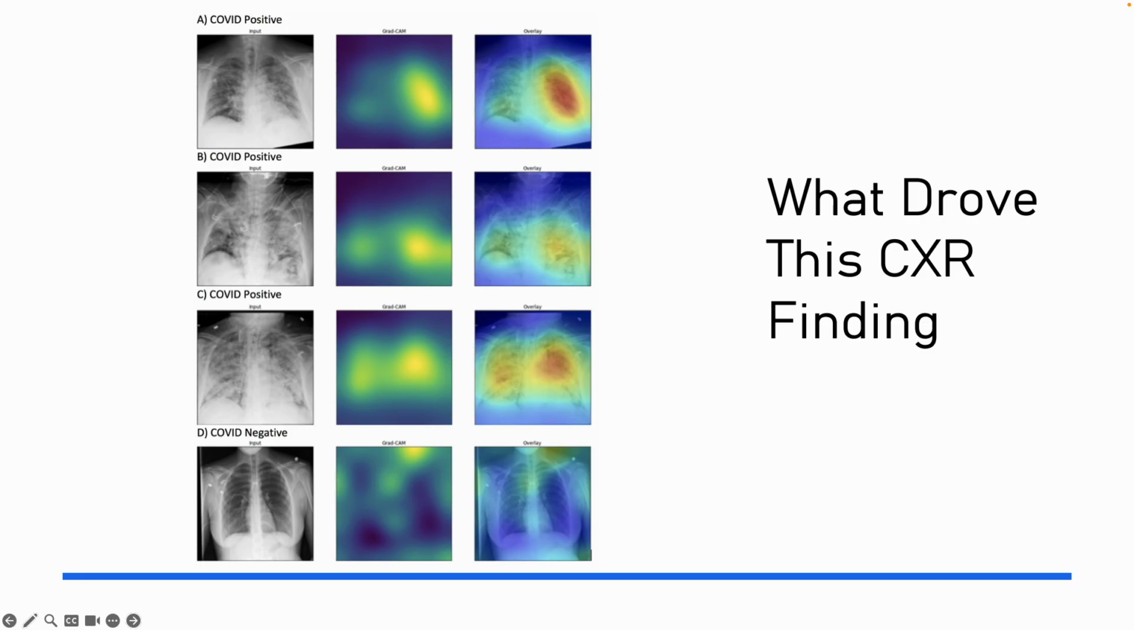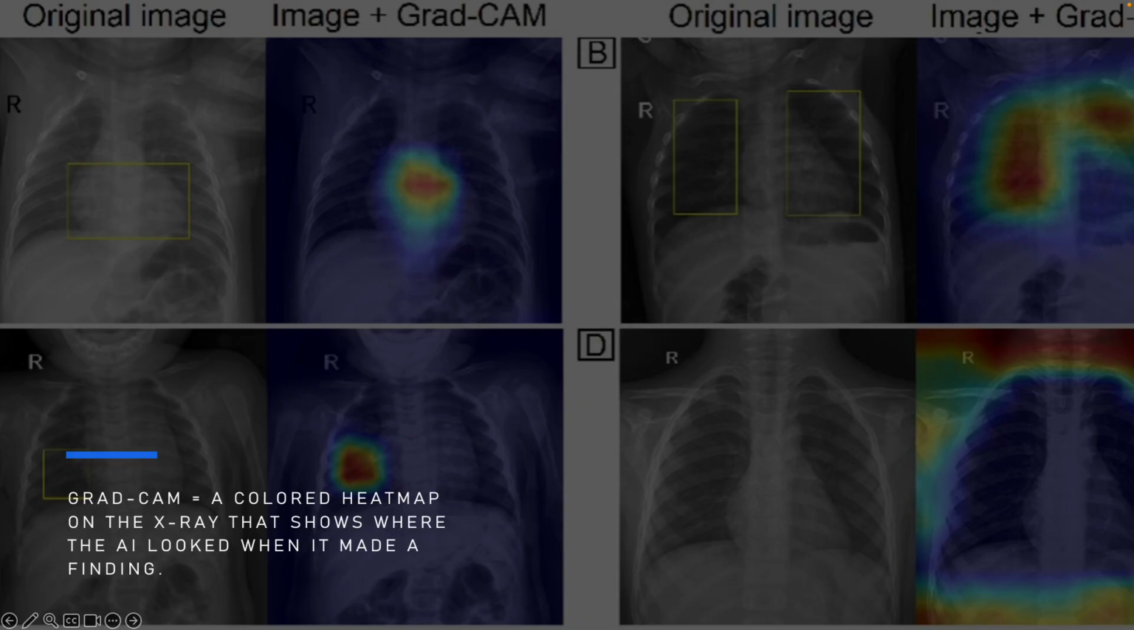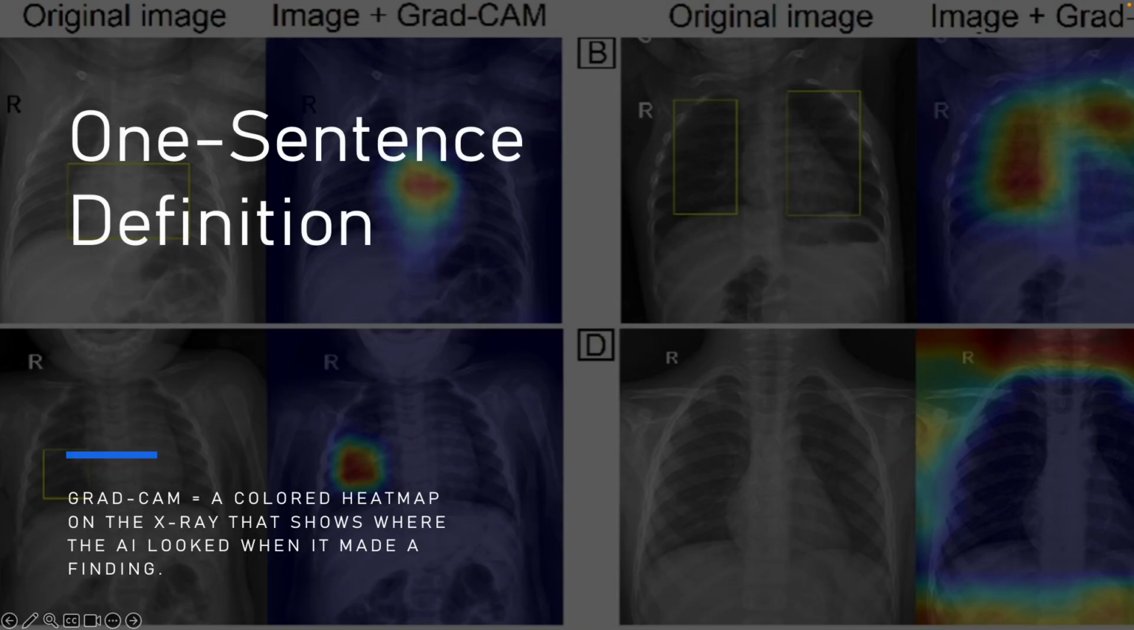It helps radiologists judge the flag, lets leaders and auditors see the why, and gives us a record we can keep for quality and compliance. Let me define Grad-CAM in one plain sentence. Grad-CAM is a colored layer, or heat map, on the X-ray that shows where the AI looked when it made a finding. Grad-CAM simply puts a color layer on the image. Bright matters more, cool matters less. If the AI says possible pneumonia, the bright area should sit on the consolidation, not on labels or the background.